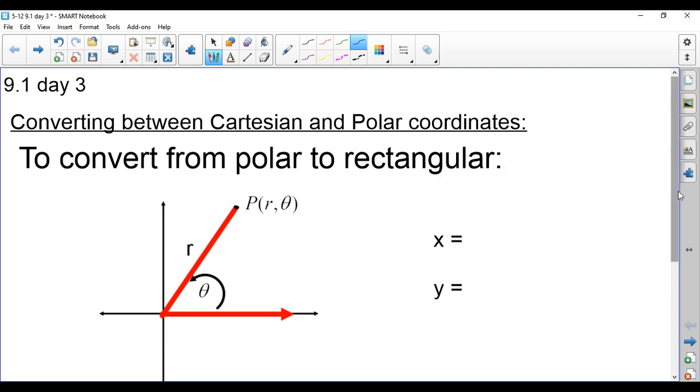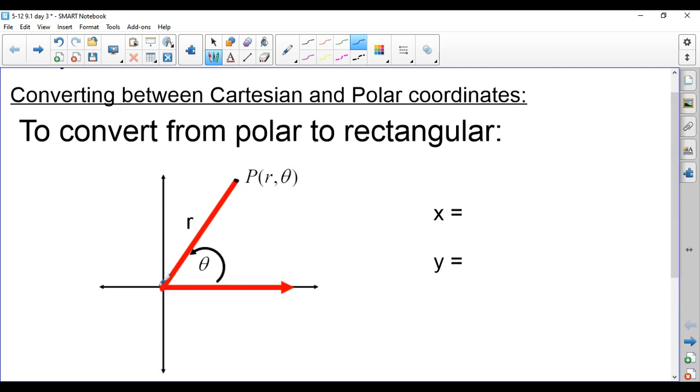And we talked on the first day about how we put the pole at the origin of the rectangular system and the polar axis is on the positive x-axis. So we think of them kind of sitting on top of each other. So here we want to convert from polar to rectangular. When you're given polar, you're given r and theta. Theta tells you the angle from the polar axis to the terminal side, and r is the radius, the distance along that terminal side. So this point is found by rotating theta and then going out r.